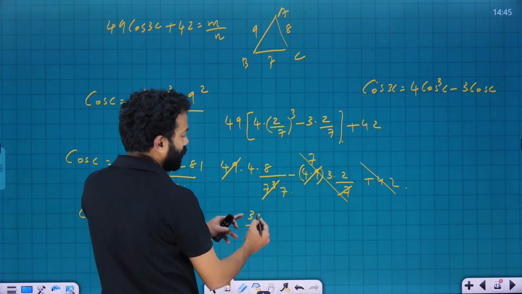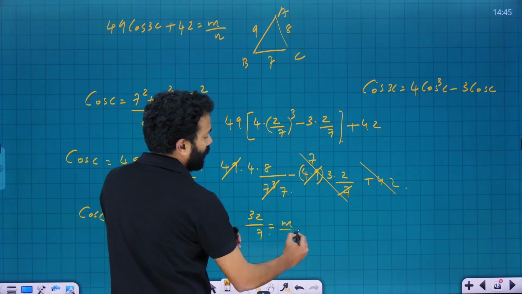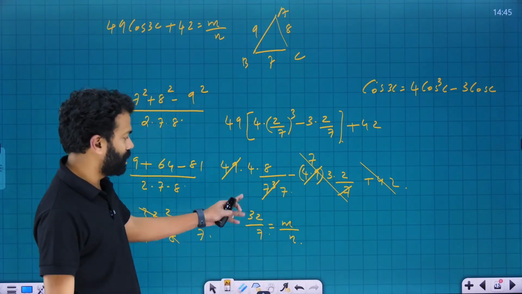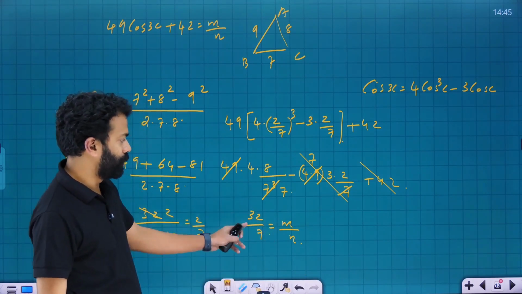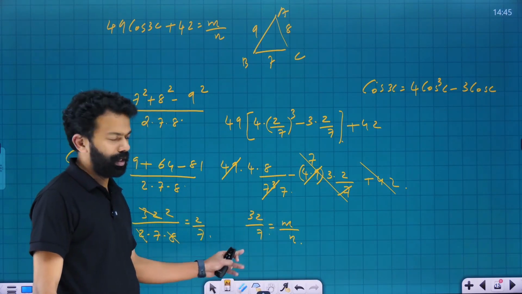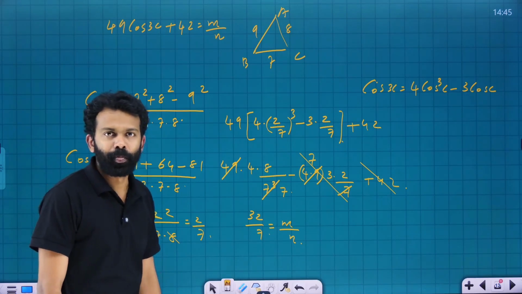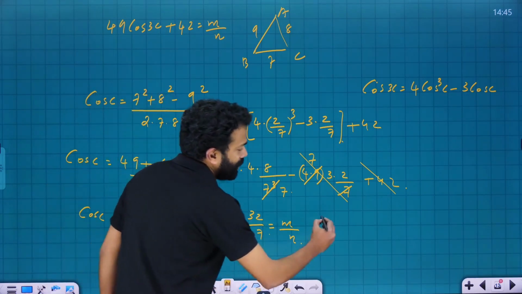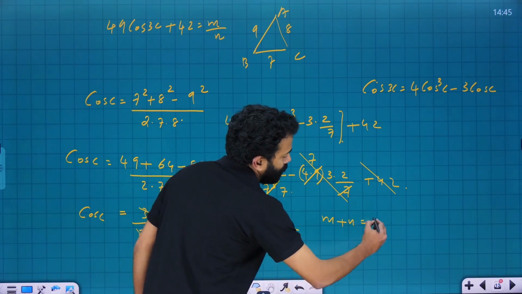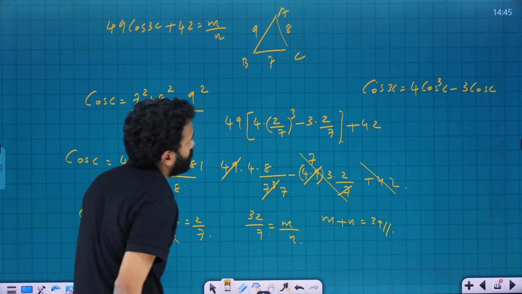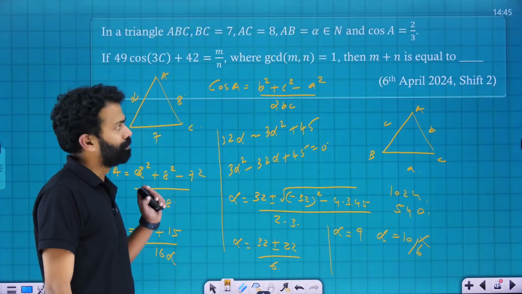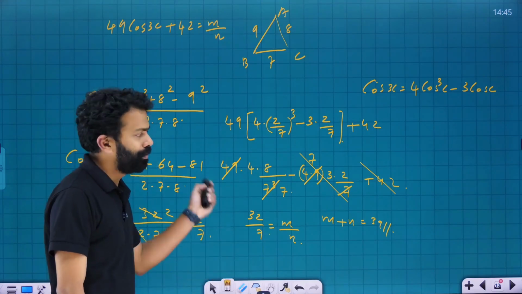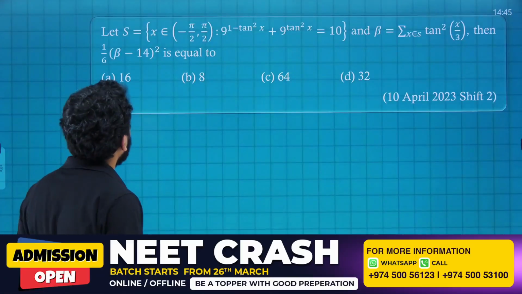Therefore, what is the net result? 32 by 7. And that is equal to m by n. Just check if any common factors in between. Absolutely no common factors. Therefore, m is equal to 32 and n is equal to 7 accordingly. Therefore, what is m plus n? 39. It was a good question actually. 39, integer type question. Hope you got it. Next one.